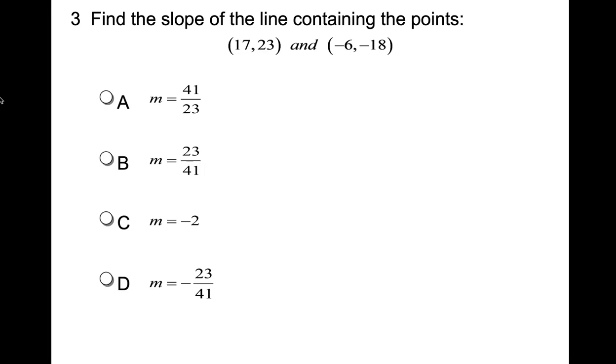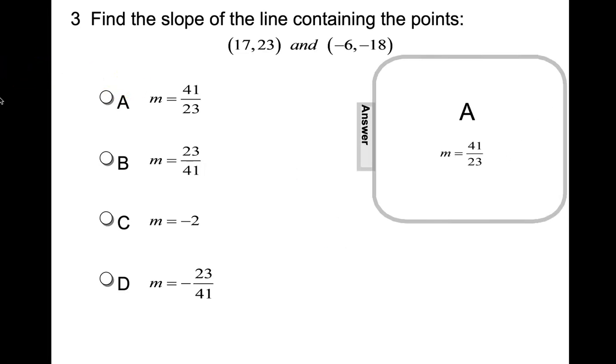Same, find the slope of the line containing the points (17, 23) and (negative 6, negative 18). Pause the video and solve this problem. Alright, let's check our answer. If you got m equals 41 over 23, perfect, phenomenal work, good job. Let's go to the next slide.